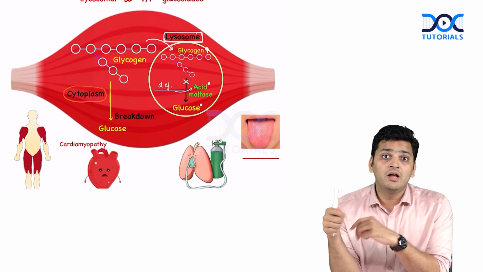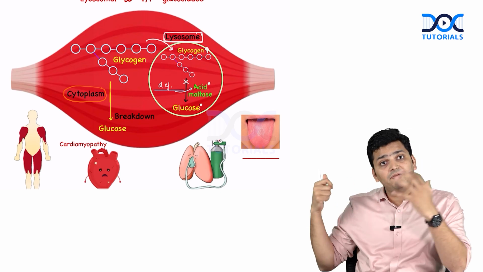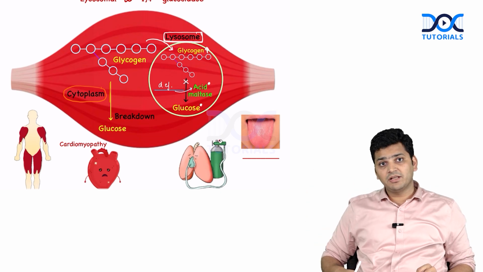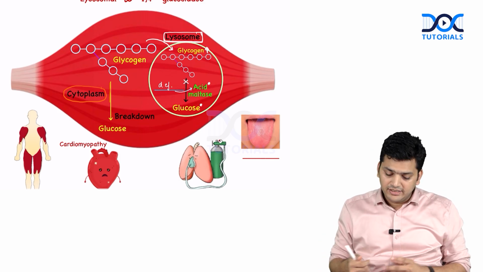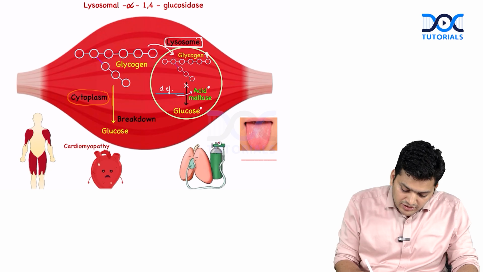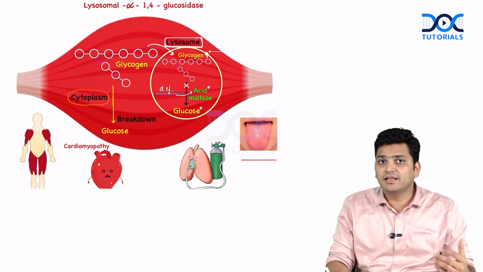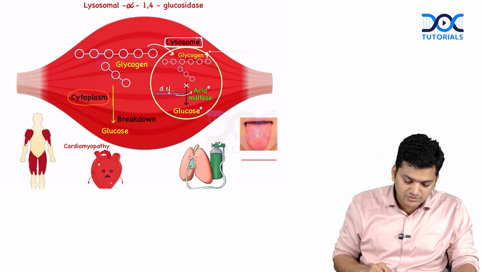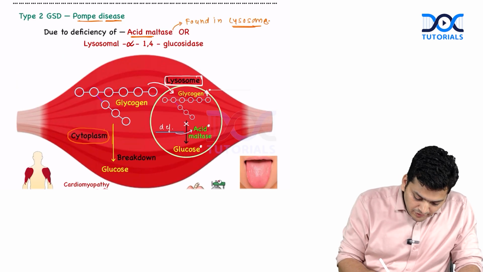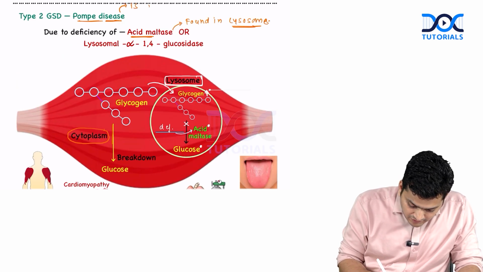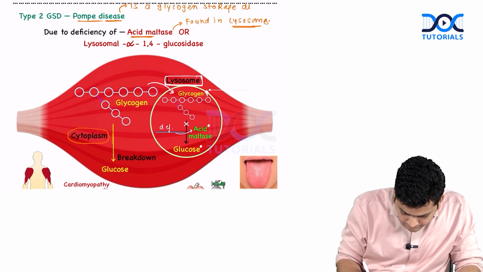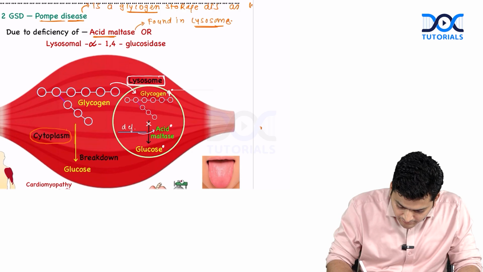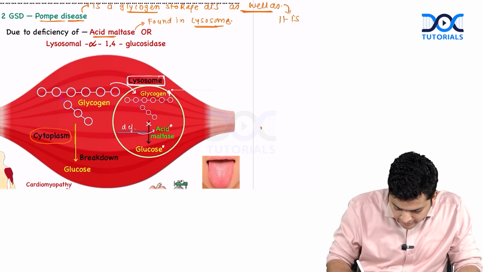Normally, what are the lysosomal storage diseases? We have Hunter, Hurler, Sanfilippo. They were lysosomal storage diseases because in those the GAG was accumulating in the lysosome. Here also in Pompe disease, the glycogen is accumulating in the lysosome. So this is a lysosomal storage disease also. So let's write down this point, that Pompe disease is a glycogen storage disease as well as it is a lysosomal storage disease.